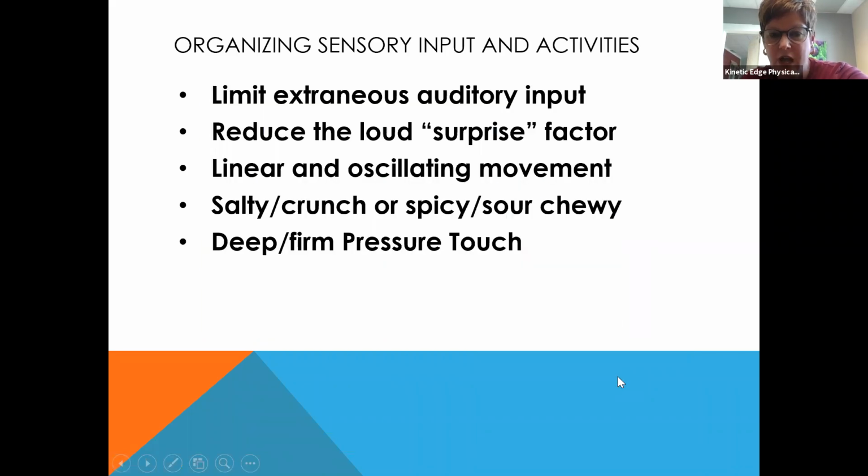Okay, so now these next slides are just some more examples based off of that chart of some organizing sensory activities, and then we're going to go through each sense. So, things that can be organizing. And again, if you're not sure whether you have a seeker or an avoider, I always recommend go to the organizing: do heavy work, provide deep pressure.